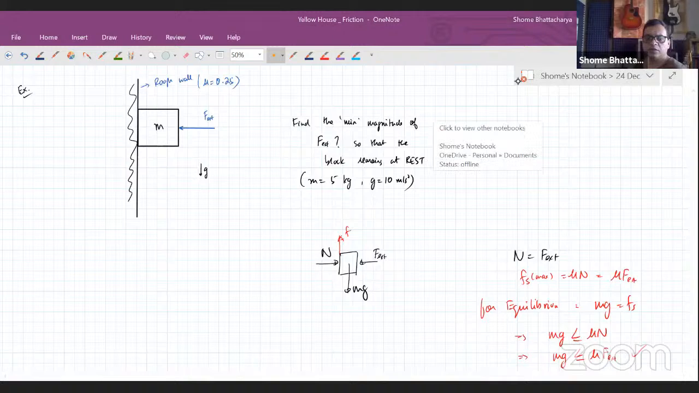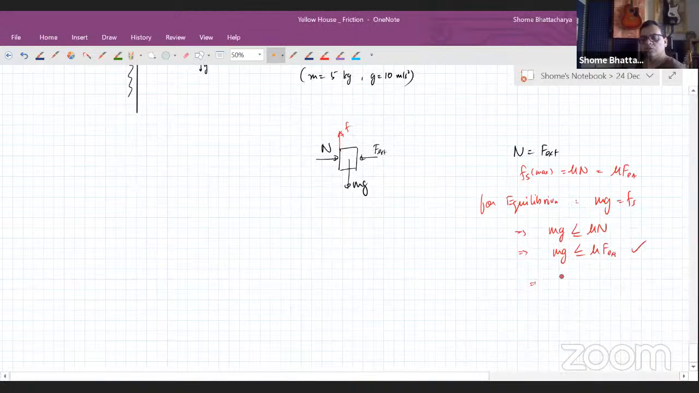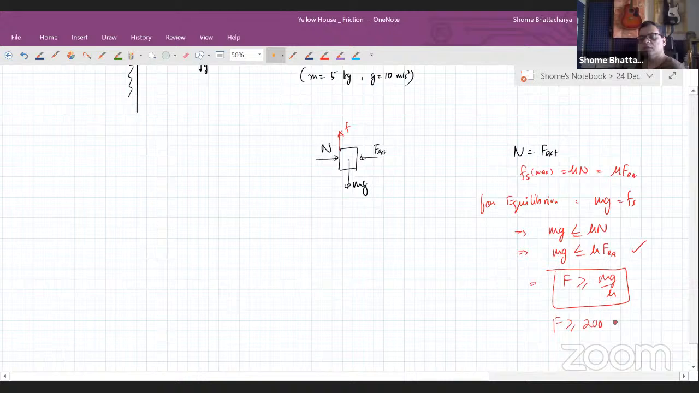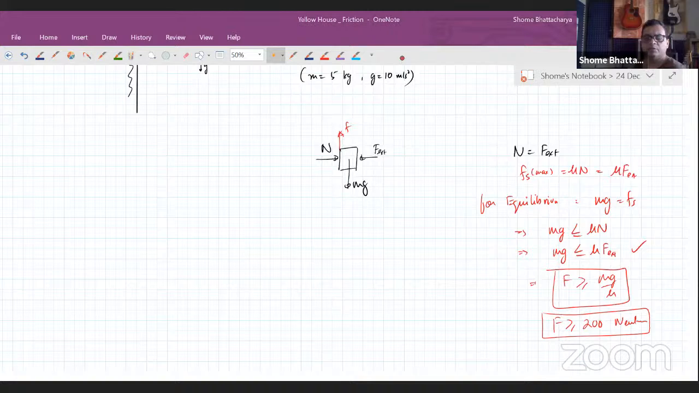Yes, very good. Tantresh and Kanish, the answer is correct. So F should be greater than or equal to mg by mu. So F should be greater than or equal to 200 newtons. 200 newtons, not 2 newtons. Divided by 0.25. It's 50 divided by 0.25. So it's 50 into 10 raised to 2 divided by 25. It's 200.